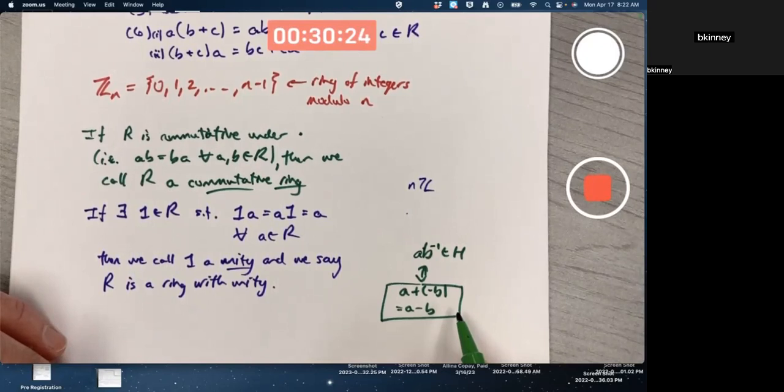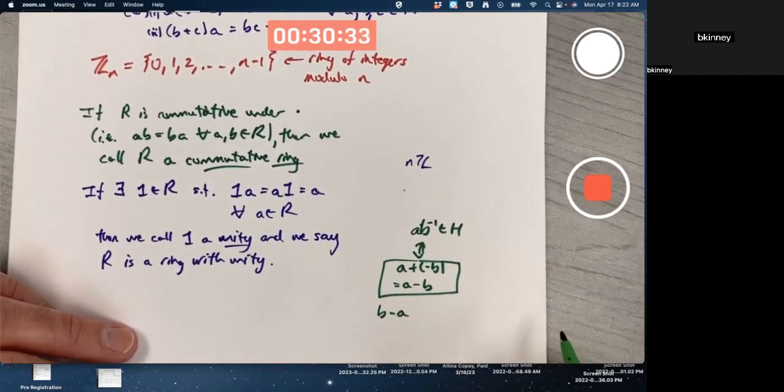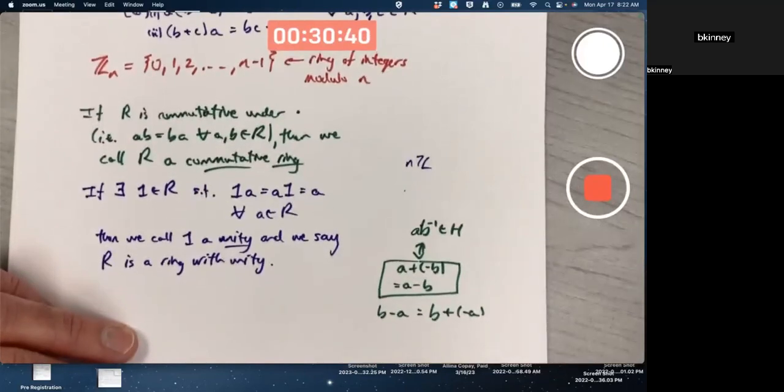Trick question. Well, it's because B minus A really means something different. It means B plus negative A, not A plus negative B. That's why.